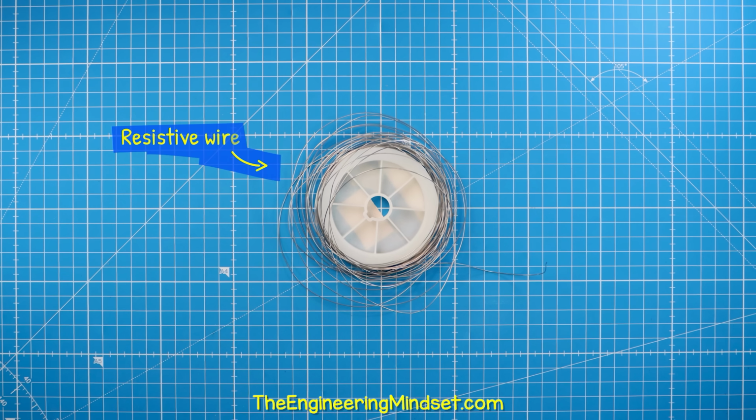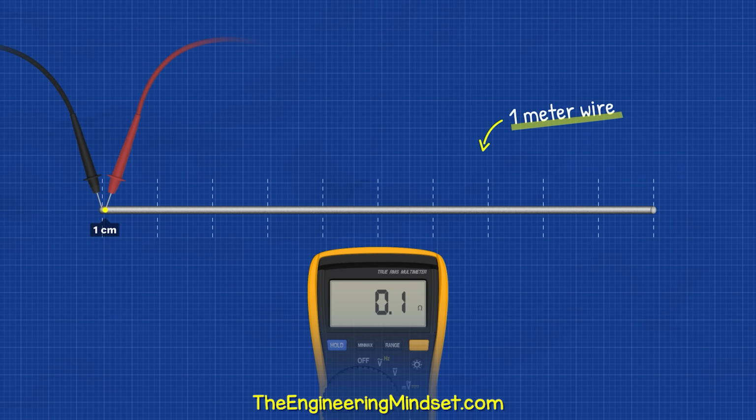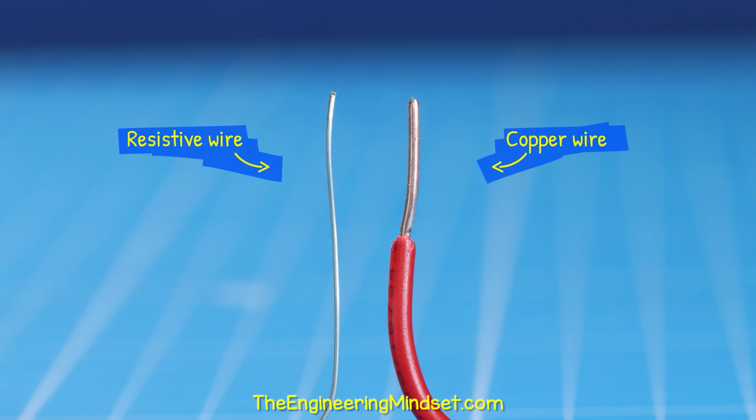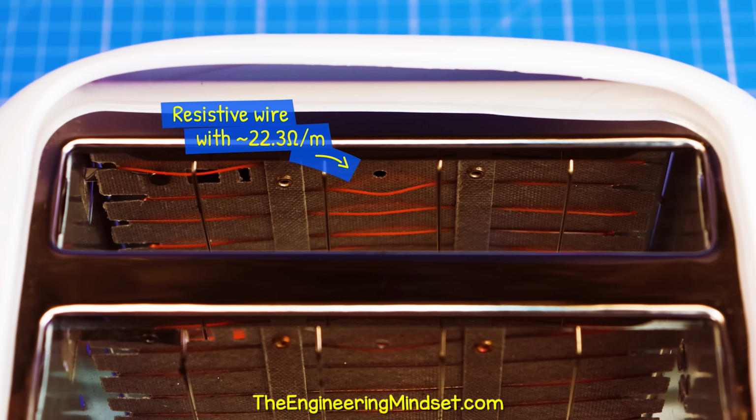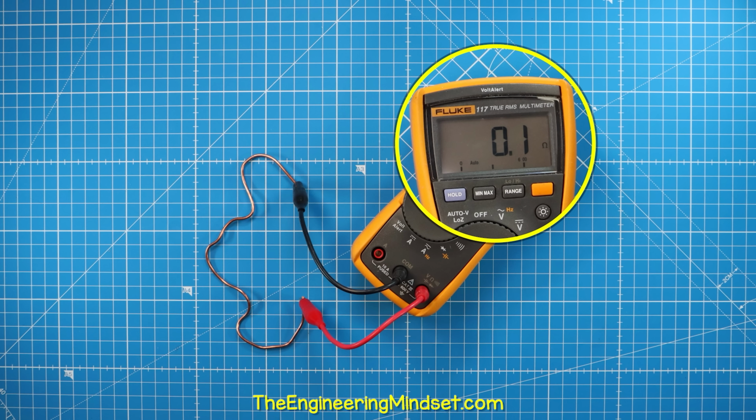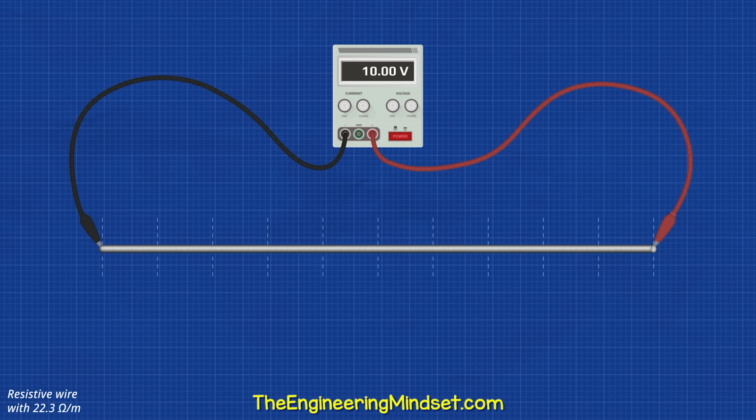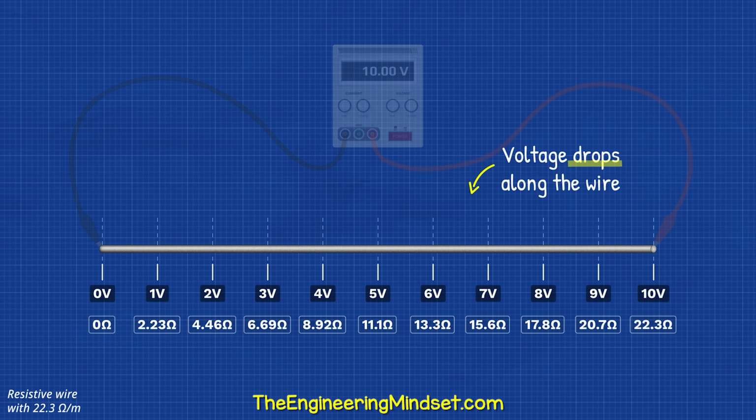If I take 1 meter of this resistive wire, the resistance gradually increases along the length of the wire. By the way, this is different to standard copper wire. We use it in things like toasters because the large resistance creates heat. Copper wires have almost no resistance. If we applied 10 volts across the ends, the voltage gradually reduces along the wire, but the current is the same at each point.